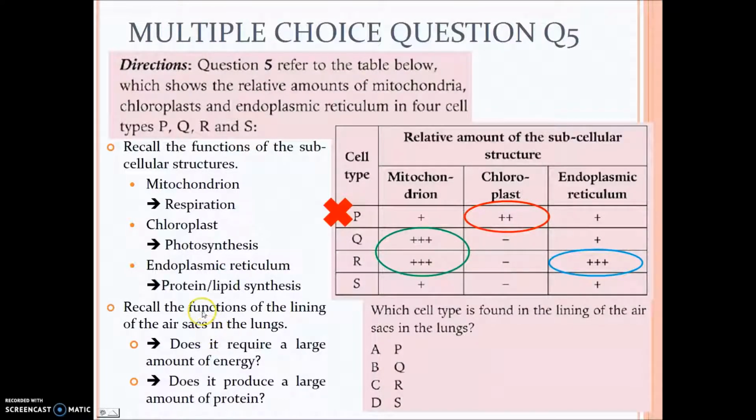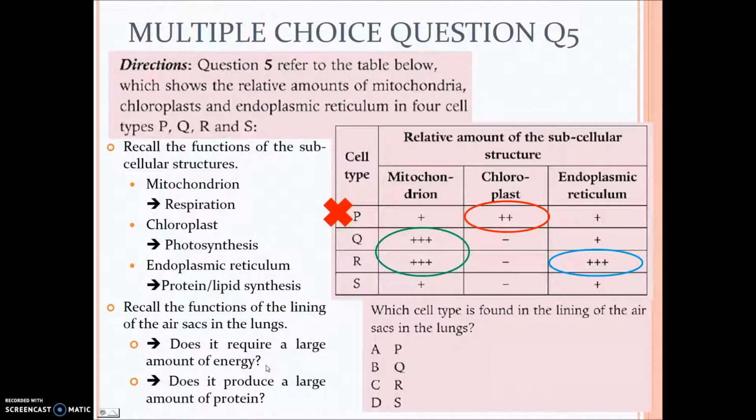So you can recall the function of the lining of the air sac in the lungs. Probably this epithelium of the air sac just provides a very short diffusion distance for gas exchange. The air sac is the respiratory surface for the human being, right? So what we are going to think is, does the lining of the air sac require a large amount of energy?